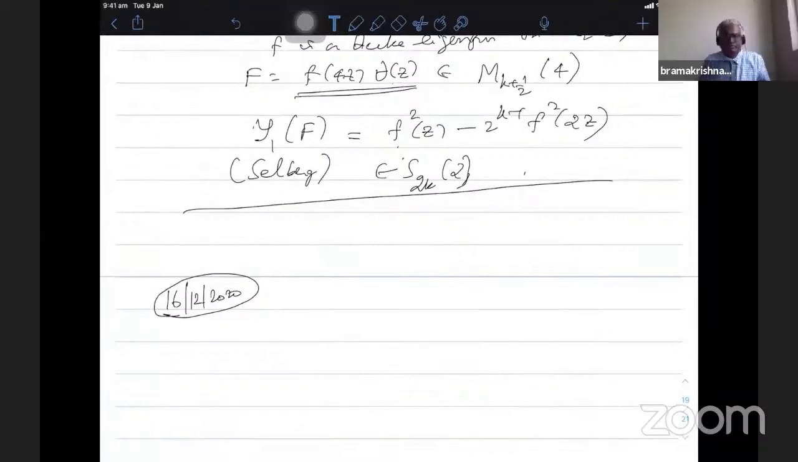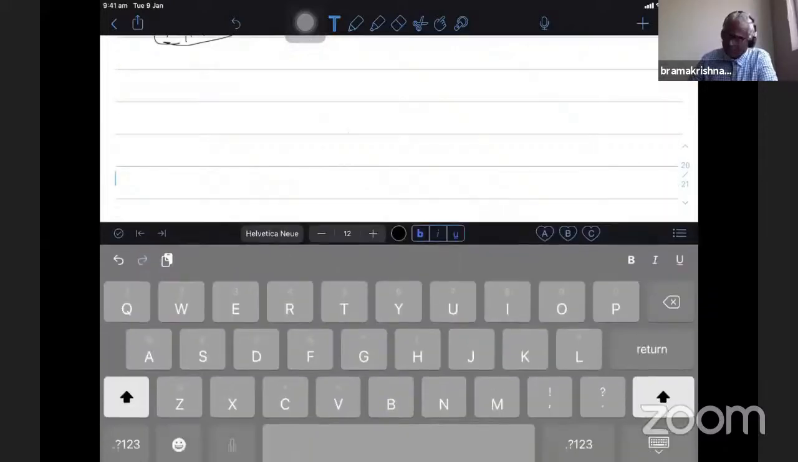Good morning. I'll just recall what we did yesterday. We defined what is a modular form of half integral weight. I'll recall some things, then proceed today.